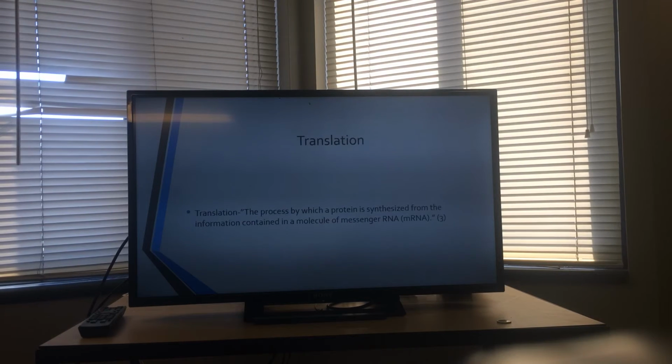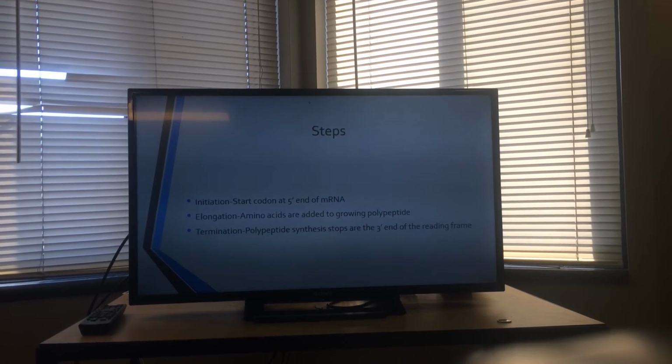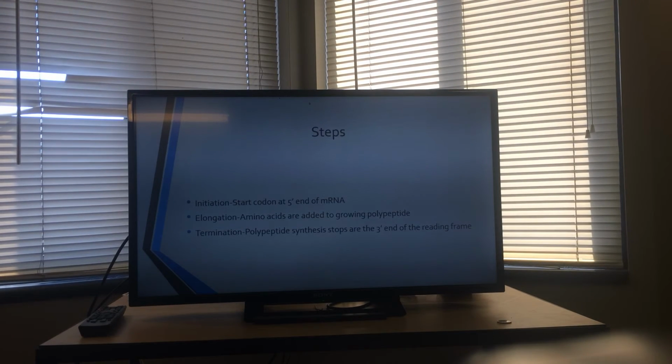Lastly, real quick, we're going to move on to translation, which, as you can see, is defined as the process by which a protein is synthesized from the information contained in a molecule of messenger RNA. So we're going to go over a brief overview of translation in the time we have left.